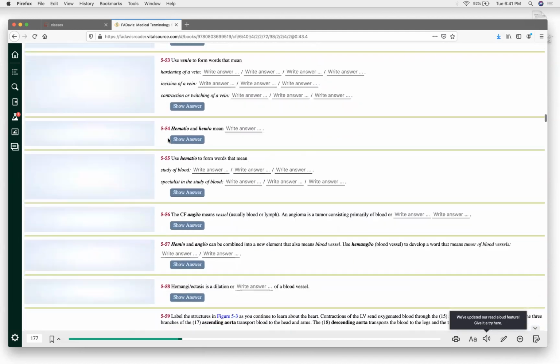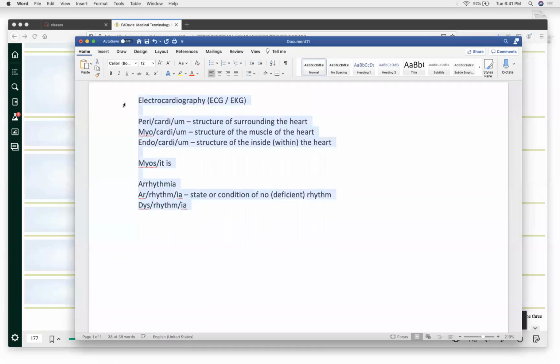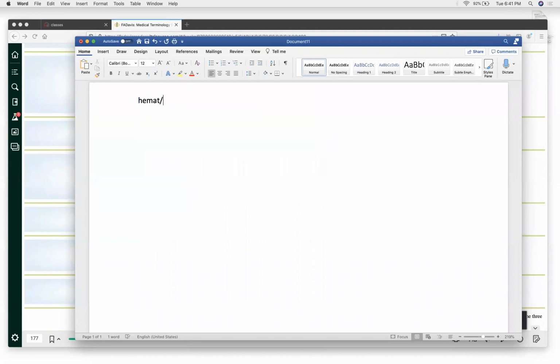Let's see if there's any words. Veins. Oh, hemat. Let's look at the word hemat. Hemat means blood. Another subsection of internal medicine, and also sometimes they consider it another subsection of laboratory medicine, is the Department of Hematology. So they do what? Logy, the suffix, means study of, and blood.